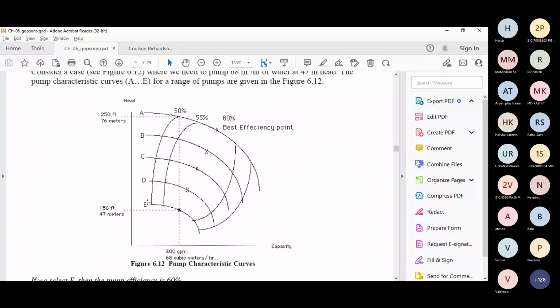And if I suppose select pump E, then what will happen? 68 meter cube per hour of flow rate at 47 meter head.